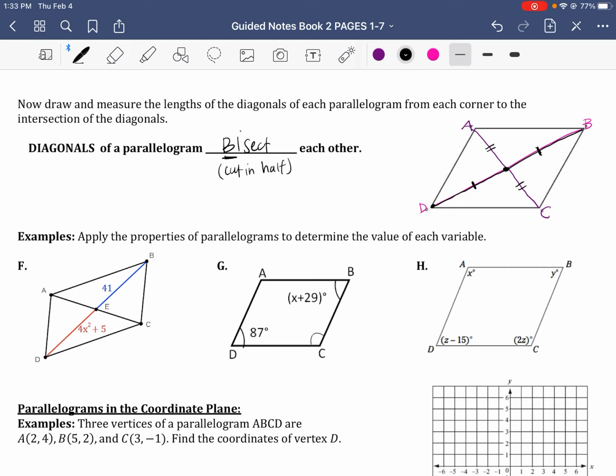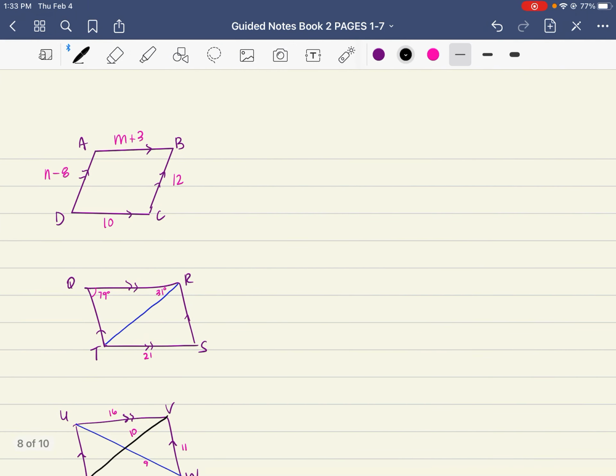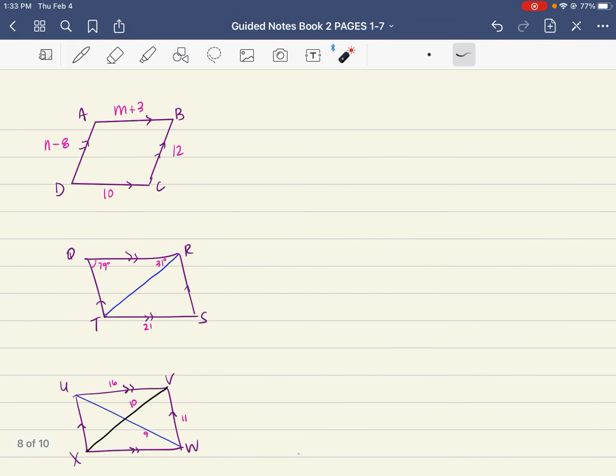Okay, so we're going to do a couple examples of these. I'm going to do a few properties, and then I will come back to F, G, and H. So let's just think about the notation and the things that we just talked about. If we look at this first example, you'll notice we have A, B, C, D, a parallelogram, two sets of parallel sides. This says nothing about angles, so I don't really care about angles or diagonals, but this is talking about lengths.